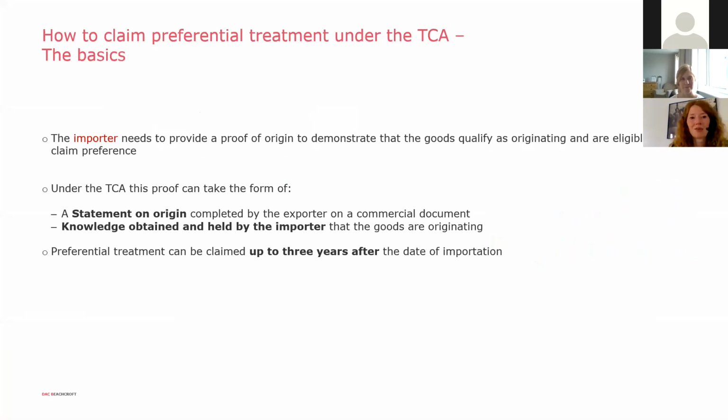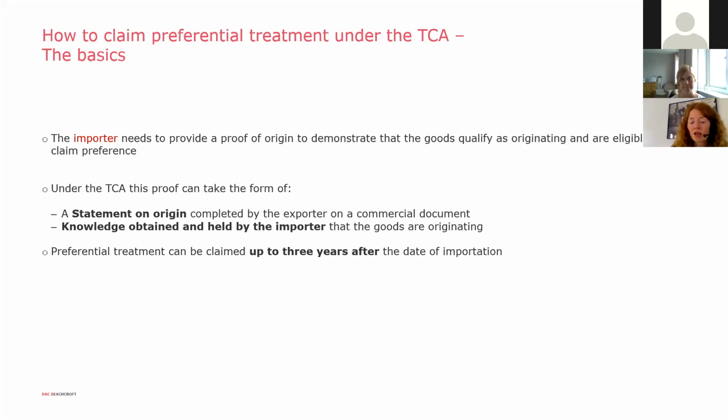Thank you. Just very briefly, how do you claim preferential treatment under the TCA? As we said, it's on the importer to provide the proof of origin to demonstrate that the goods qualify as originating. How do you provide this proof? It can take two forms: either a statement on origin, which is completed by the exporter on a commercial document, which I'm going to talk about very briefly in a minute, or knowledge obtained and held by the importer that the goods are originating. The government has kindly set out in guidance what that should include.